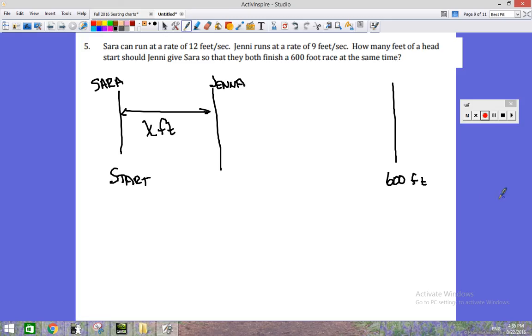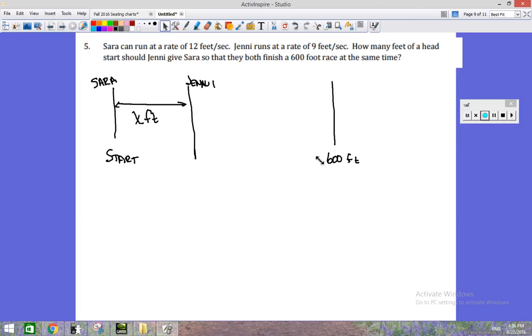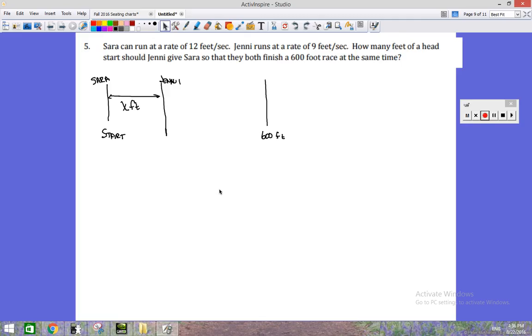But if we more or less mark Jenny's start, I changed her name. Jenny's start is here, and then she starts running. So they both start at the same time. So they have run for the same length of time, but they have not covered the same distance. So let's set the times equal to each other, because even though they're catching up, the head start was in terms of a distance, not in terms of time.